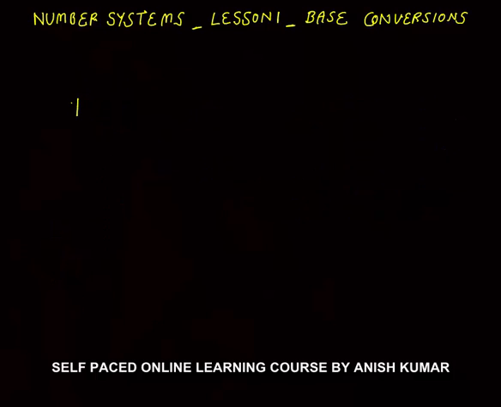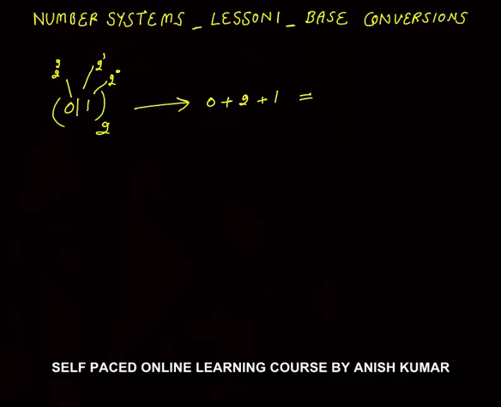Another example is, for example, 011 in base 2. I want to expand this number in base 10. Now you don't need to write that much in the exam. Simply multiply this one with 2 power 0, the unit digit, this one with 2 power 1, and this with 2 power 2, and then add. Now 0 into 2 power 2 is 0, 1 into 2 power 1 is 2, and 1 into 2 power 0 is 1. So the answer is 3 in base 10.